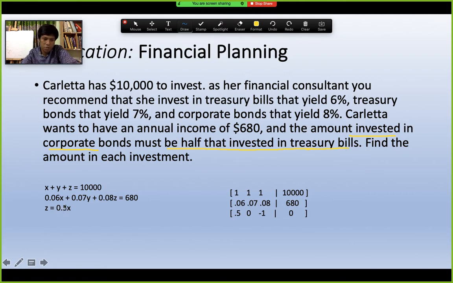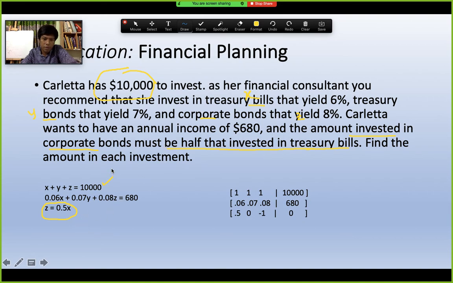For this new condition, actually you have this value here. So once again, the amount invested in corporate bonds must be half. So here we have again three things. First of all, investment in treasury bills. Let's say this is our X. Treasury bill is X, then treasury bond is Y, and corporate bond is Z. So this way we consider them X, Y, Z. The total amount of money that she has to invest is this dollar. That's why we get this amount.